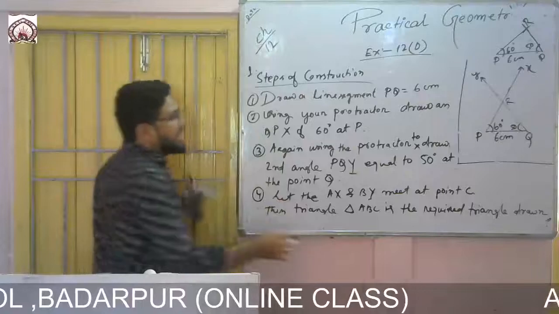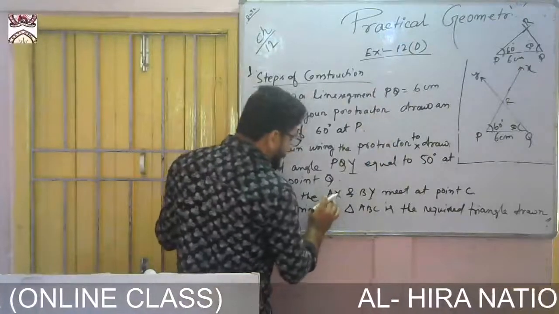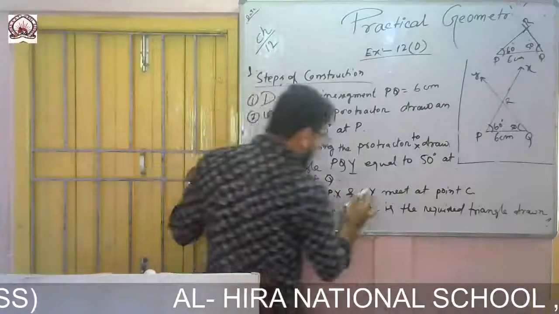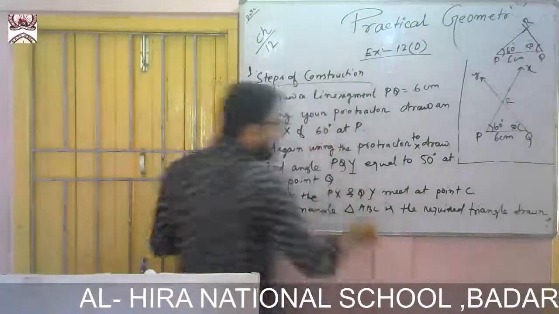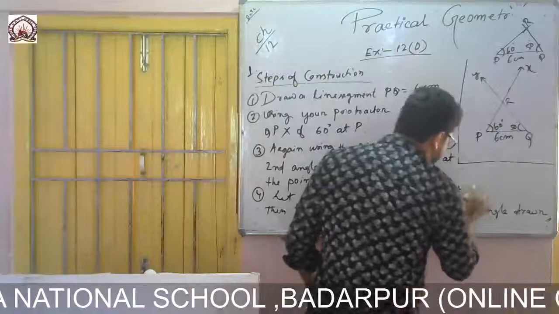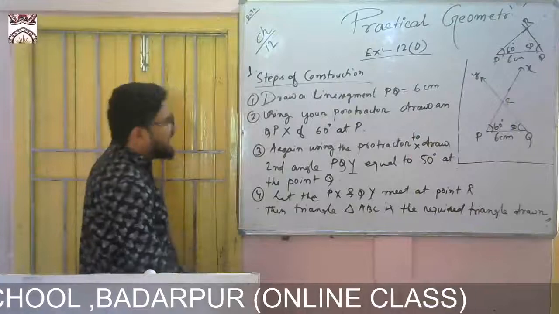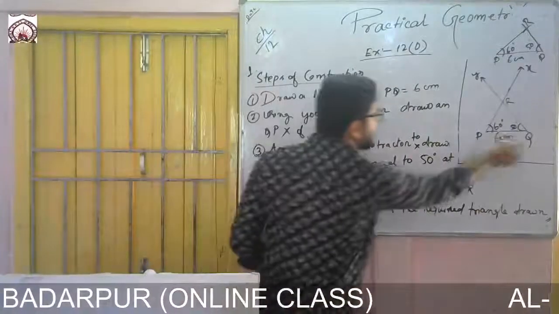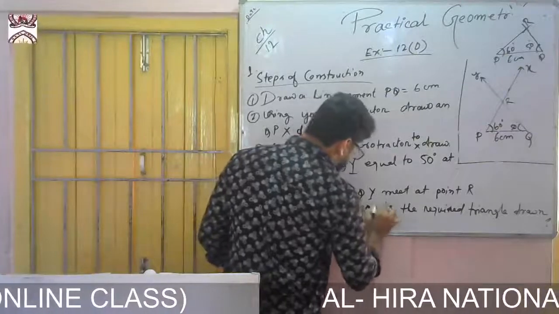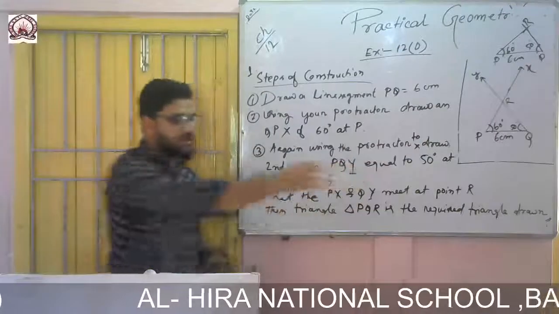Let PX and QY meet at point R, the required point. Then triangle PQR is the required triangle drawn. So these are the steps of construction.